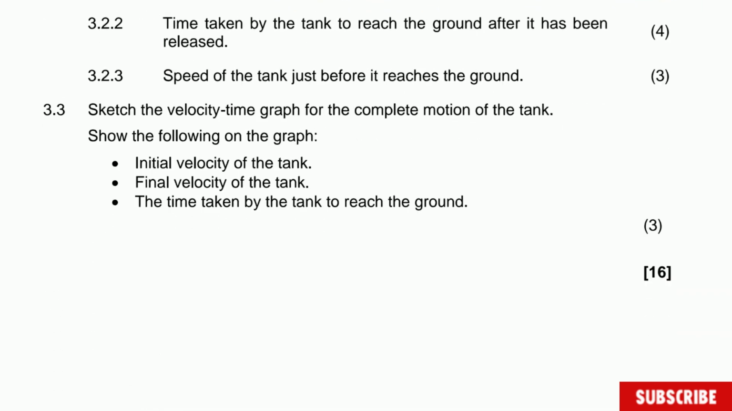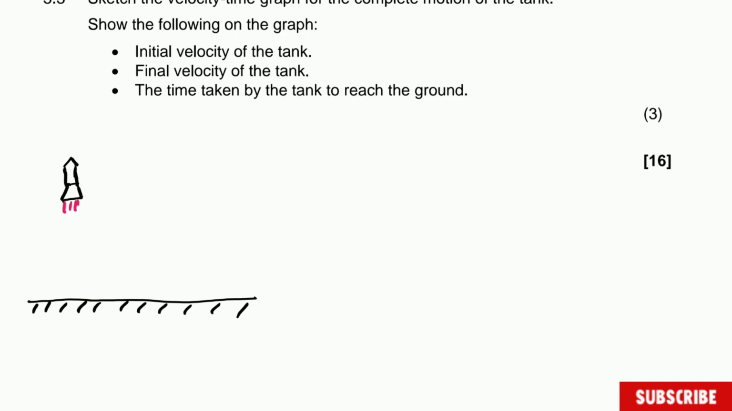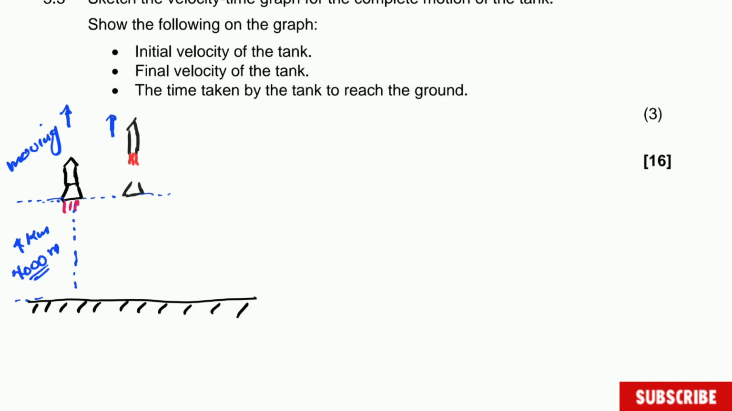So let's have a little analysis of that situation. We have a rocket that is moving upward, in that direction. At this specific height, from the ground, we're going to say this is 4 kilometers, and we are going to convert it to meters, so it's 4,000 meters. At that specific point, the rocket releases a tank and continues moving upward.